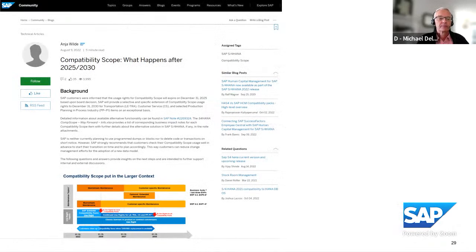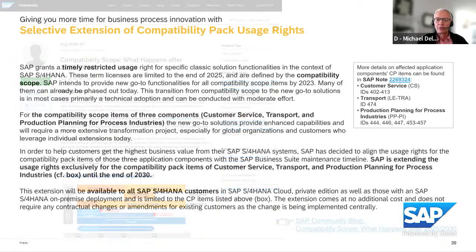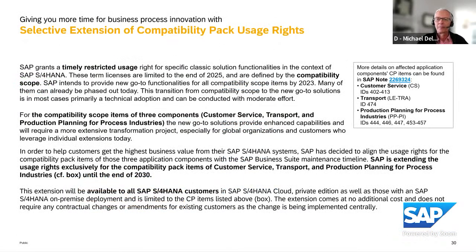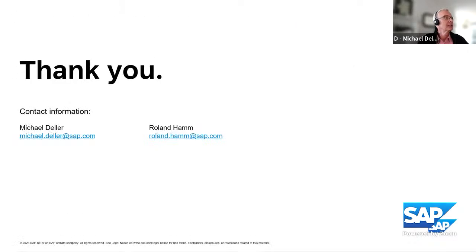Yeah, there are more blogs, one by Anja and Jan about compatibility scope and what happens after 2025, respectively 2030. And with that, I think we are pretty much at the end of our slides. I think there's one more showing the declaration of the extension of the footnote candidates until 2030, but we won't go into detail about those. And with that, I think we can actually take a look at what is in the Q&A.